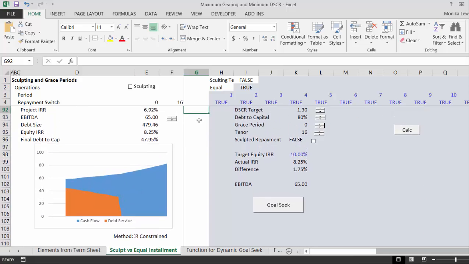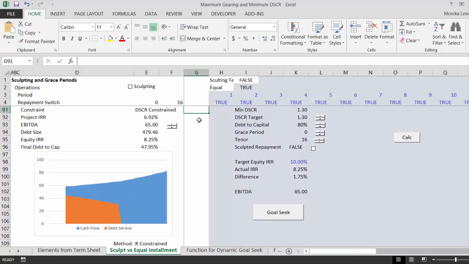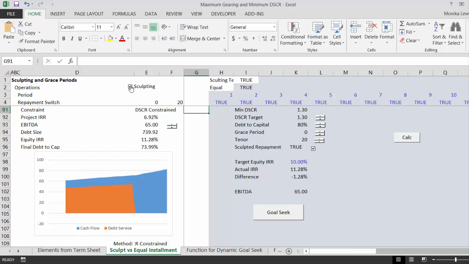And here, because it doesn't follow the debt, it goes in the opposite direction. So if we put in sculpting, we get 60% debt, 9% return. If we don't have sculpting, we only get 49%. If we could possibly get a longer tenor, and we put sculpting in, we get just about to 80% debt.